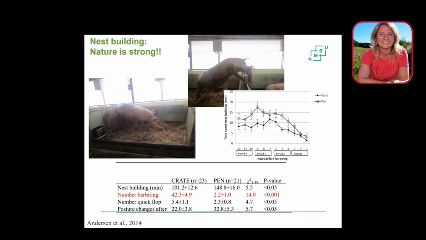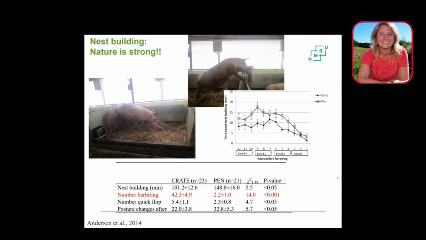So the practical recommendation, as I said, in Norway is free access to long stem straw at least 12 hours prior to expected parturition. Or if it's not so easy for a farmer to see when the sow gets restless and wants to start with nest building, we recommend them to give straw 24 hours before expected farrowing.